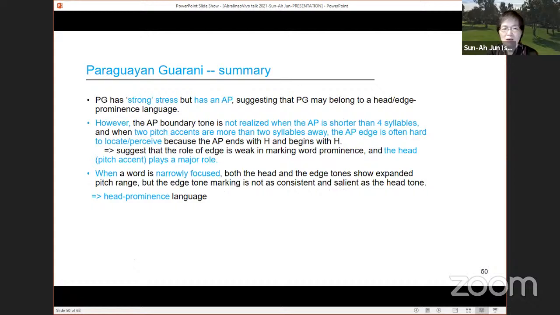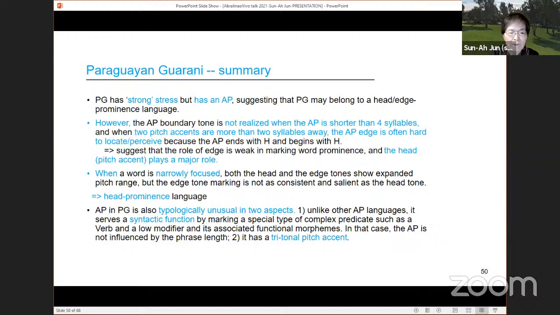So Guarani has strong stress but also has an accentual phrase, suggesting that it may belong to the head-edge prominence languages. However, the AP boundary tone is not realized when the AP is shorter than four syllables. And when two pitch accents are more than two syllables away, then the AP edge is very hard to perceive, because the AP ends with high and begins with high. This suggests that the role of the edge is weak in marking word prominence, and the head plays a major role in this language. When a word is narrowly focused, both the head and the edge tones are expanded, but the edge tone marking is not as consistent and salient as the head tone. So the head tone plays the major role, and we can say that this language is more of a head-marking prominence language.